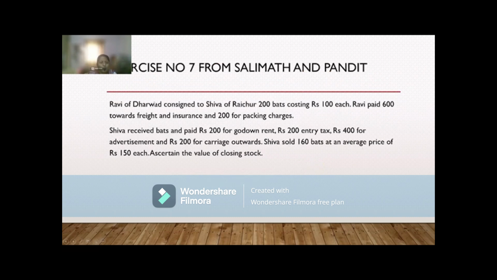Another important problem. Ravi of Dharwad consigned to Shiva of Raichur 200 bats costing 100 each. Ravi paid 600 towards freight and insurance, 200 for packing charges. Shiva received 200 bats and paid rupees 200 for godown rent, 200 entry tax, 400 for advertisement and 200 for carriage outwards. Shiva sold 160 bats at an average price of rupees 150 each. Ascertain the value of closing stock. Here we have to consider the quantity of goods sent, then the cost price, then the non-recurring expenses to be added.